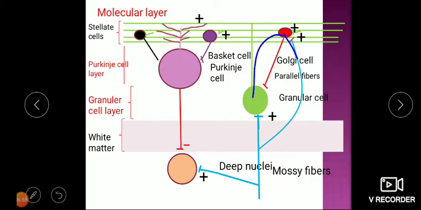So this is the output coming from the Purkinje cell to the deep nuclei. And the output coming out from the deep nuclei is excitatory in nature, so it will release excitatory transmitter. You can see these mossy fibers are exciting them, so it will excite the deep nuclei. Whereas Purkinje cells are inhibiting the deep nuclei, which means it will put a brake on the deep nuclei. So it is called feed forward inhibition.